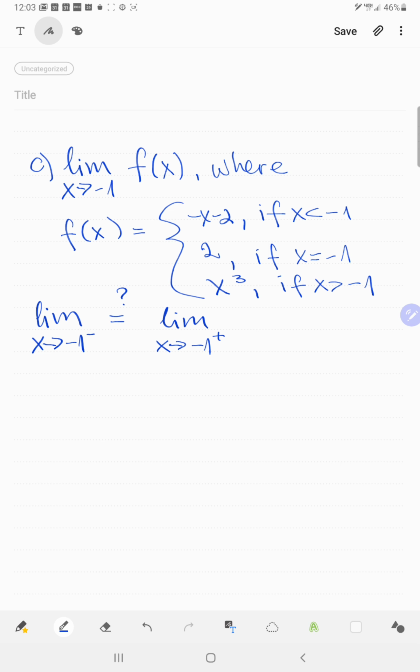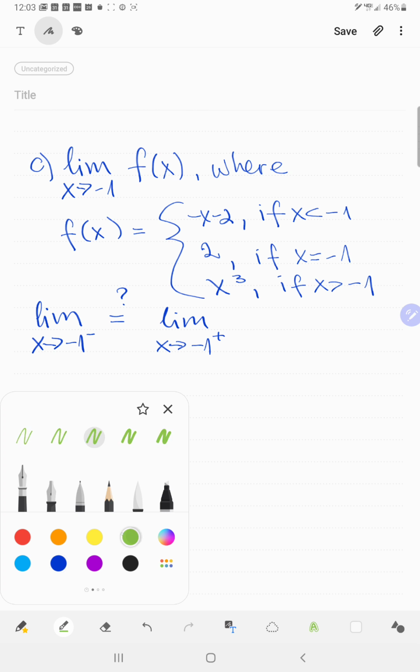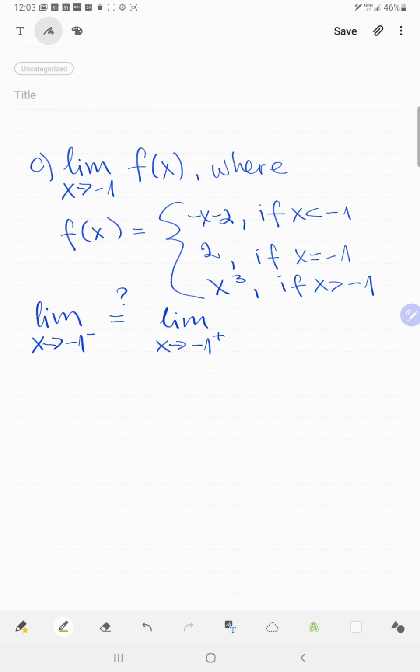So let's start with the first limit, and I will do them in different colors. The limit as x approaches -1 from the left means that the values that we are looking at are less than -1, which will take us to this part of the piecewise function. And then our function would be this one right here, which is -x minus 2.